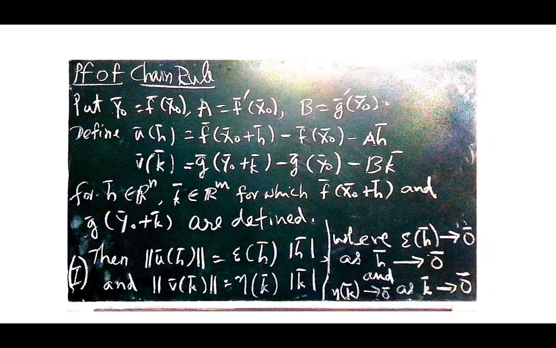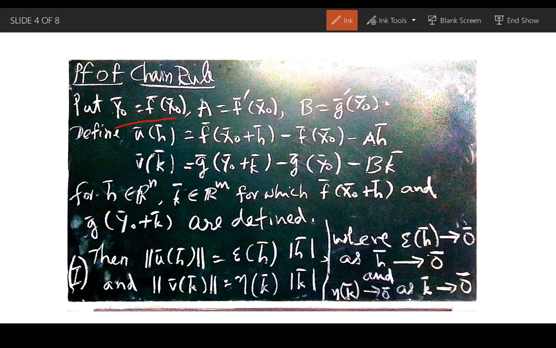Proof of chain rule. So x naught was a point of E at which f is differentiable. So put y naught is equal to f of x naught. A is the linear transformation f dash of x naught. This is from where to where? It is from Rn to Rm. And B is the linear transformation g dash of y naught. This is from where to where? This is from Rm to Rk.